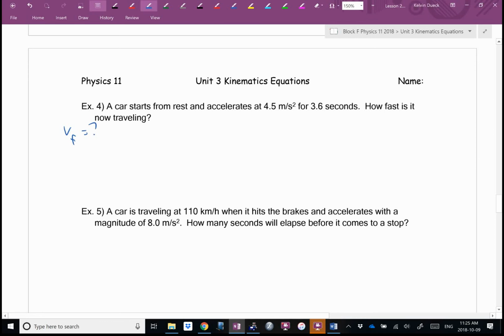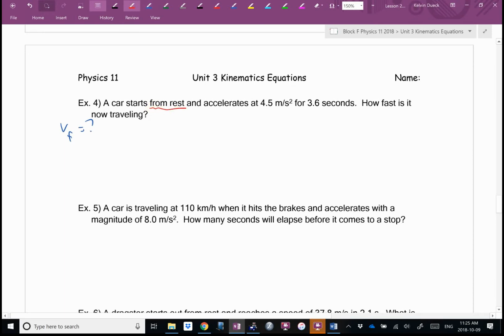Now we're going to go through the question looking for physics numbers and physics words. I would probably underline the word from rest. Chad, what is from rest? Tell me. Which initial?